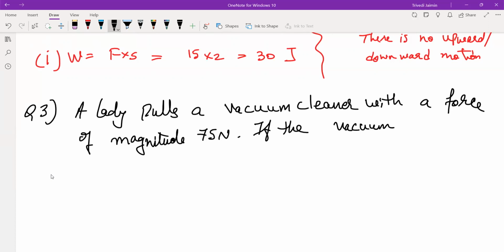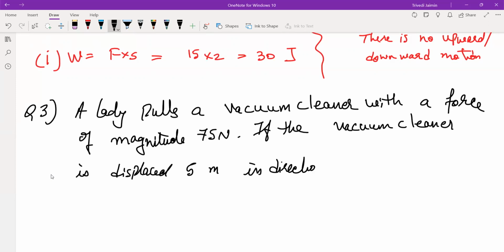The vacuum cleaner is displaced 5 meter in the direction of the force. Calculate work done.